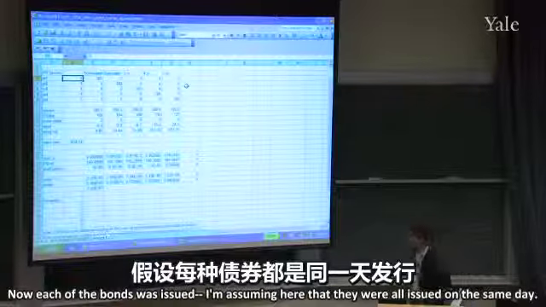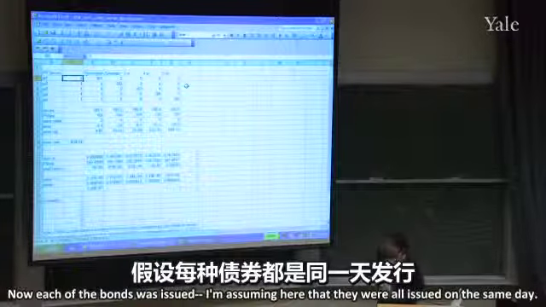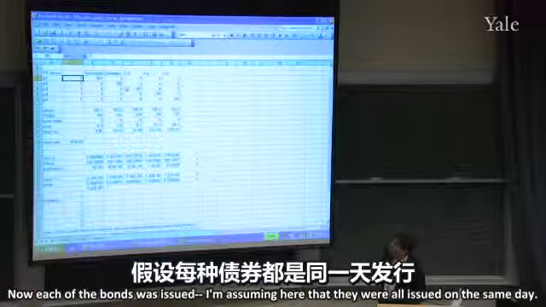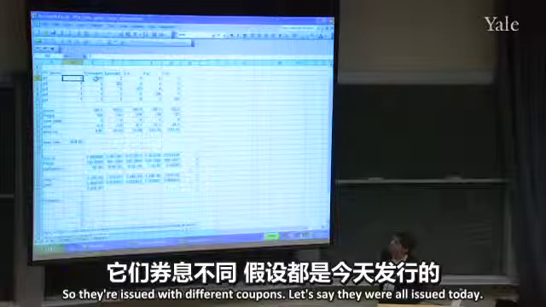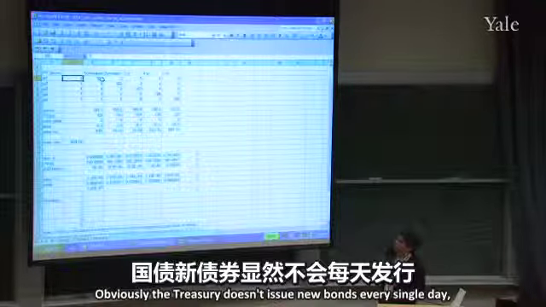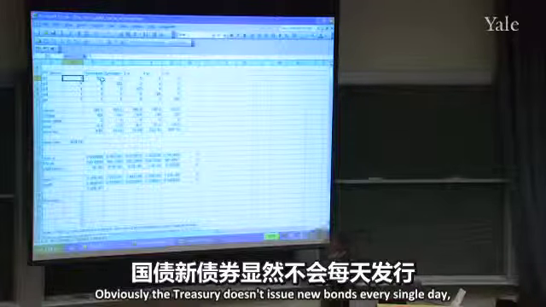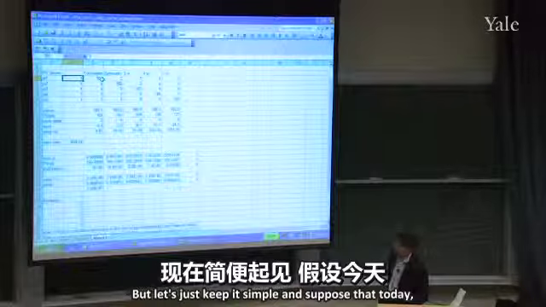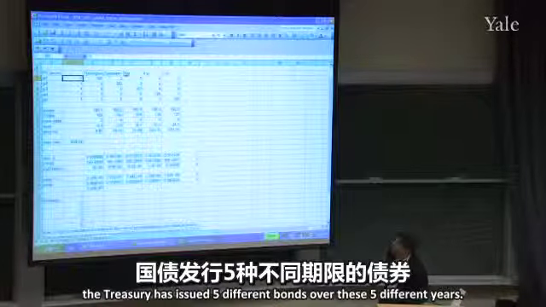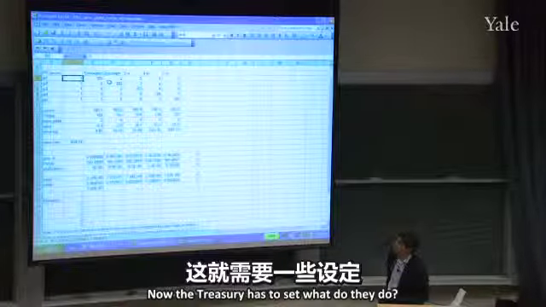I'm assuming here that they're all issued on the same day, with different coupons. Let's say they were all issued today. We'll come back at the end. Obviously the Treasury doesn't issue new bonds every single day, so how does this change when you arrive on a day when they haven't issued things? But let's keep it simple and suppose that today the Treasury has issued 5 different bonds over these 5 different years.